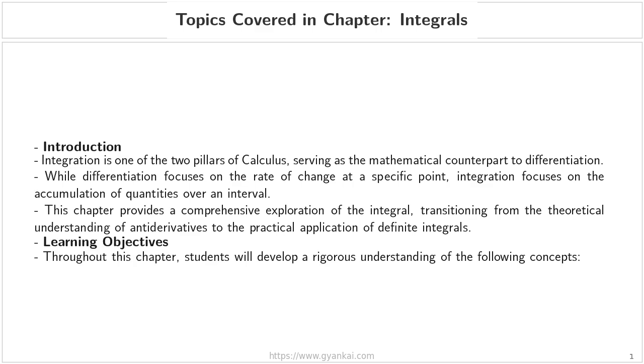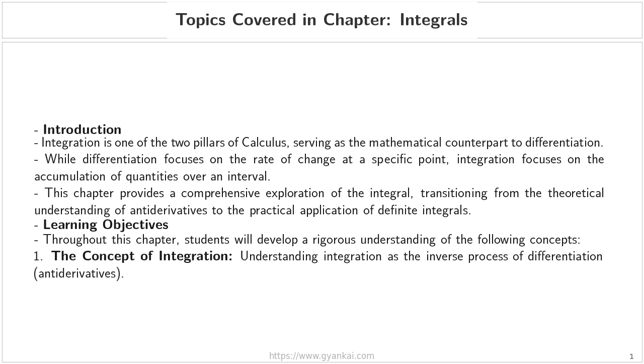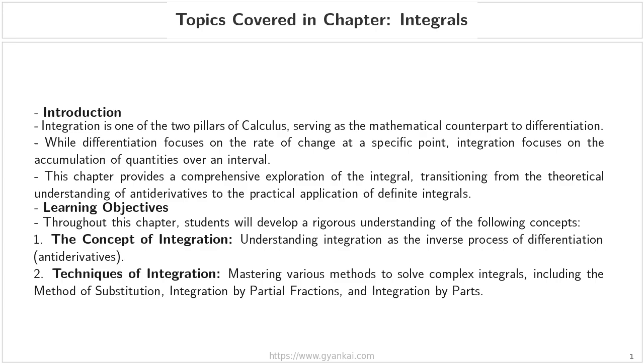Now, let's look at what you'll be able to do by the end of this chapter. First, we'll solidify the concept of integration as the inverse of differentiation. Then, we'll learn a bunch of techniques for solving different types of integrals, things like substitution, partial fractions, and integration by parts. Don't worry if those terms sound intimidating now, we'll break them down step by step.